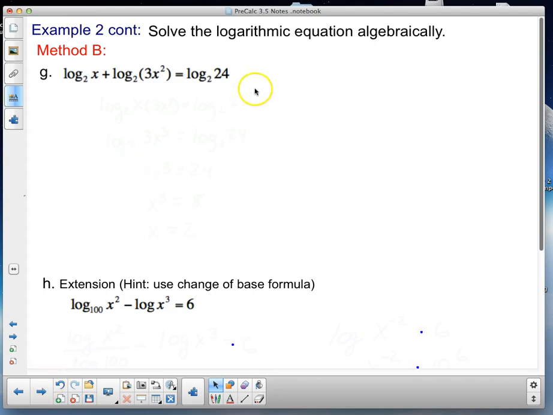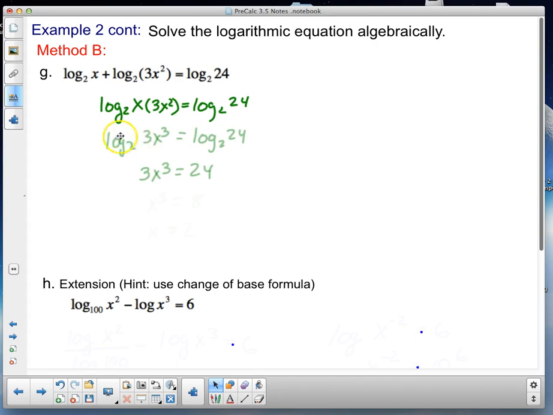Now, solving the logarithmic equation algebraically still, I'm looking at this. I'm going base 2. Everything's the same base, which is great. But this is x times 3x squared. So this is log base 2 of 3x to the third power, okay, times log base 2 of 24. So I've got 3x to the third power and 24. Remember, I'm raising both to the second power, and I've got 3x cubed equal 24. Since I can look at this, 3x cubed and 24 must be the same.